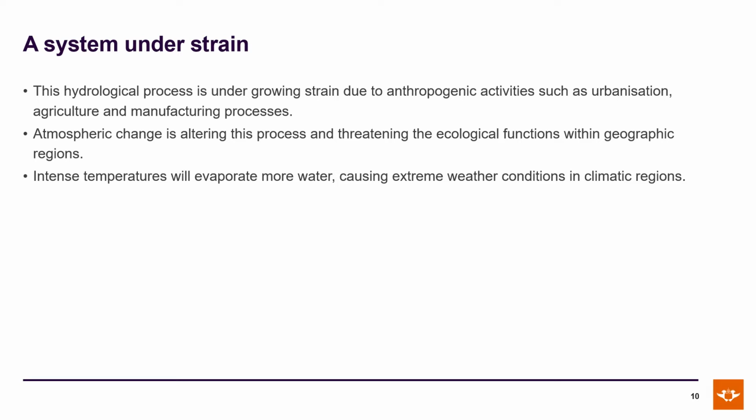As such, intense temperatures will evaporate more water, causing extreme weather conditions in climatic regions. Other examples are cities, in which there are now impermeable surfaces, so you have increased amounts of runoff taking place. Cities are thus becoming areas of extreme flooding, since the water cannot absorb into the ground and just washes straight through. And due to the excessive amounts, sometimes stormwater management is not enough.